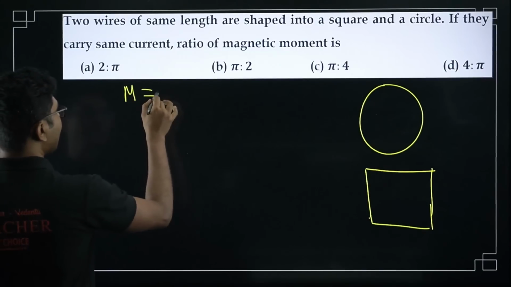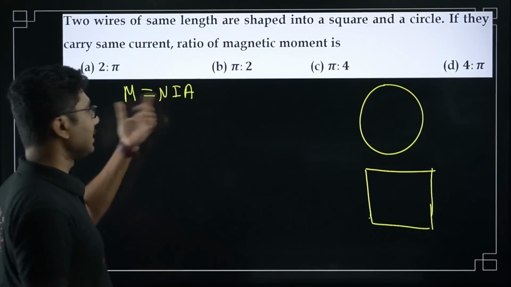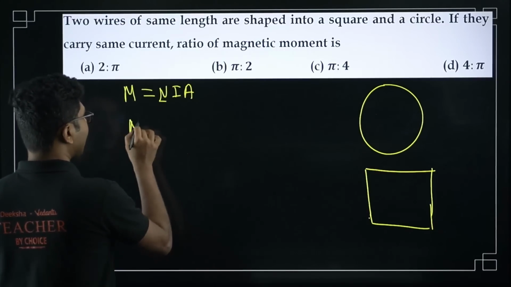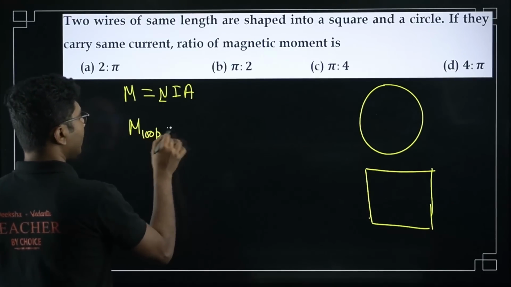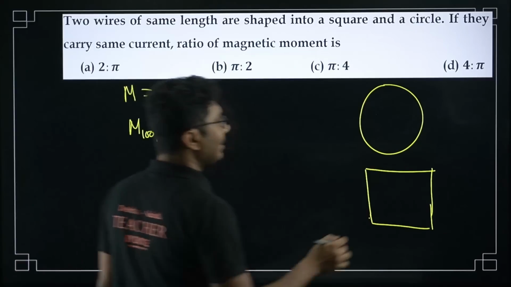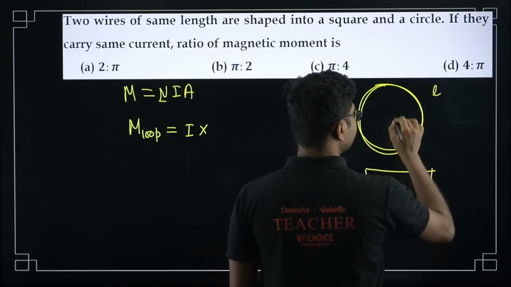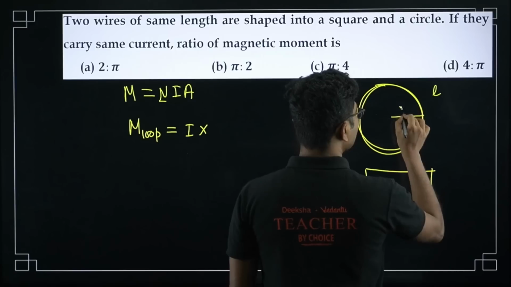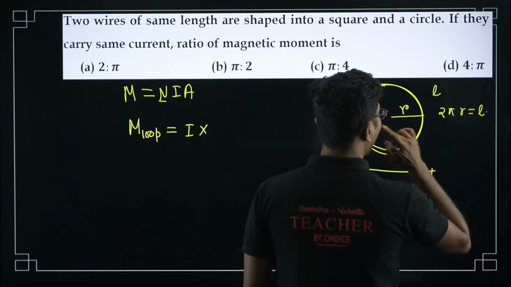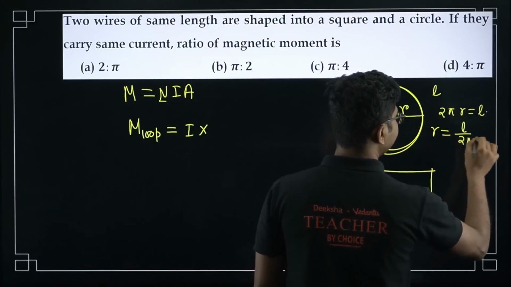Magnetic moment is NIA. N is the number of turns. Now here we have only one turn, so N does not matter. So the magnetic moment of the loop is I into area. So suppose the length of the wire is L. If the radius is small r, then 2 pi r equals L, or from here we say r equals L by 2 pi.